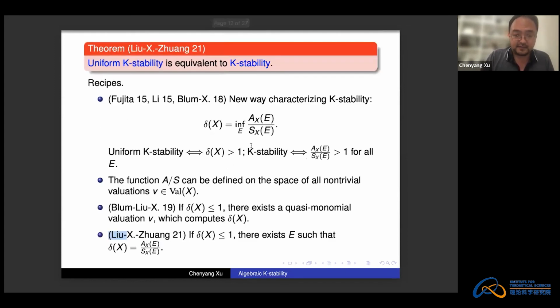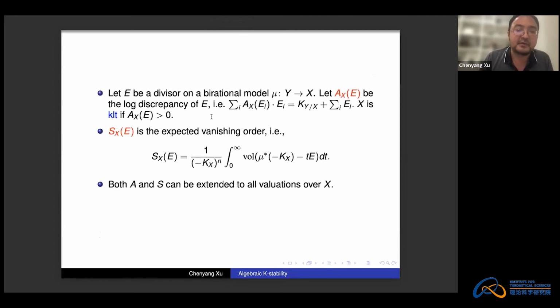Remember, this delta is an infimum of some function defined on E. This function is A over S. So A is just the standard log discrepancy function. This function appears a lot in the minimal model program. So you can say there is a deep connection between K-stability and the minimal model program. Here we see the first evidence. And we basically work on Fano varieties with KLT singularities, which is equivalent to saying that the log discrepancy is always positive for any E.